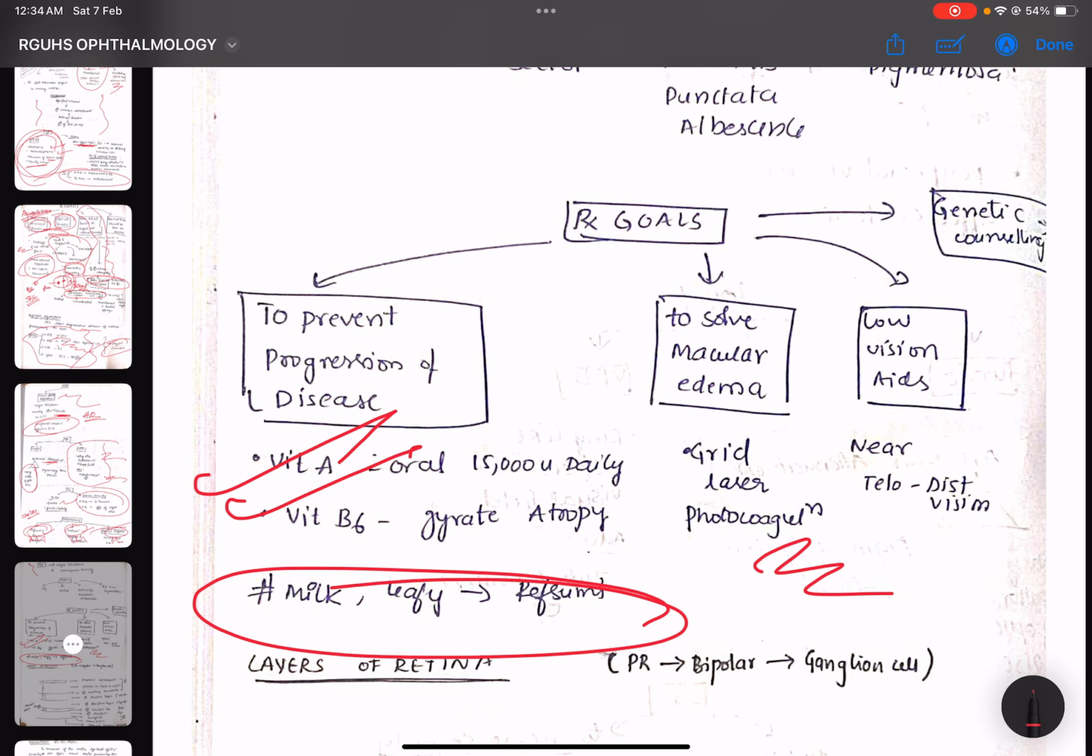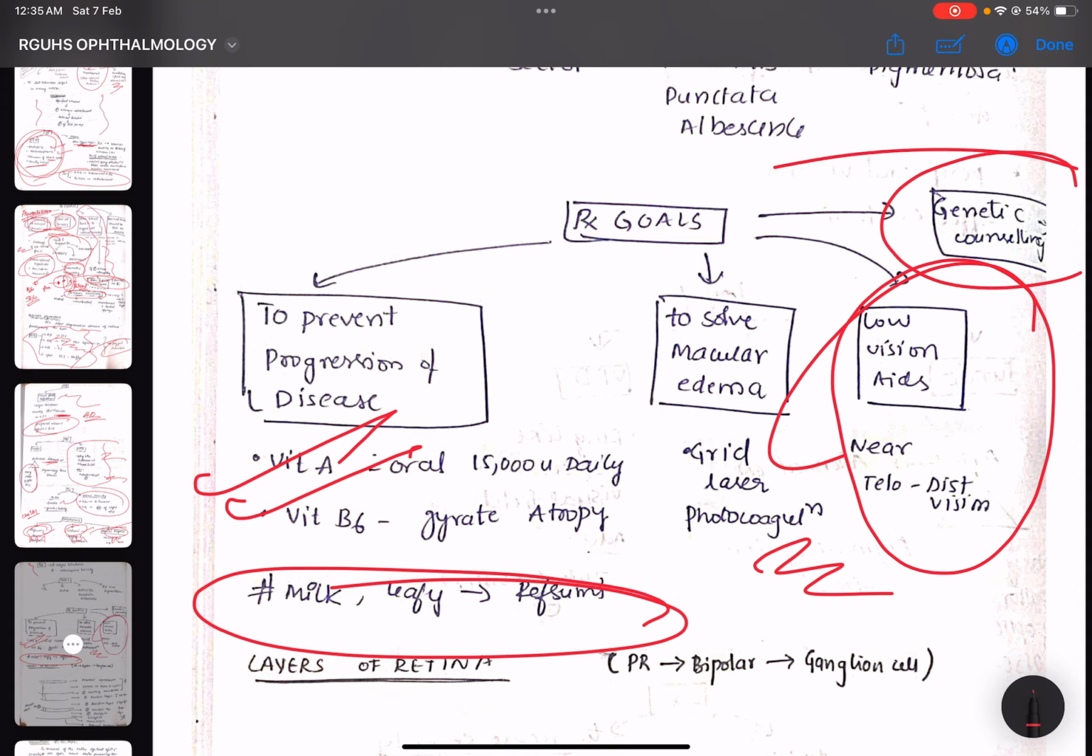Then obviously, to improve his vision, if it's already set in, then you can give low vision aids, and also give genetic counseling, test all the brothers. I mean, just test all the families. So it's mostly an X-linked recessive presentation if it's coming in the second or third stage. Okay, genetic disease, no cure, prevention is the main thing.